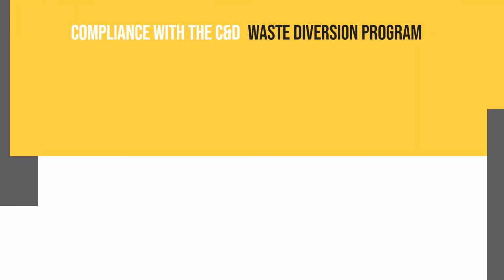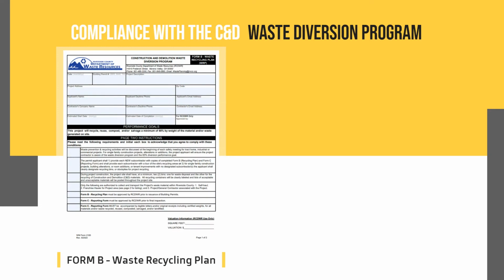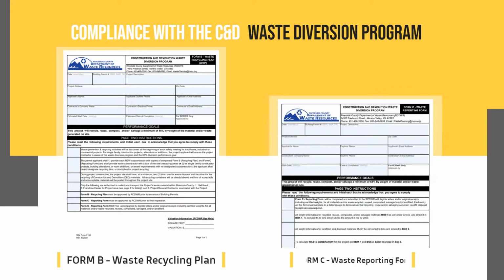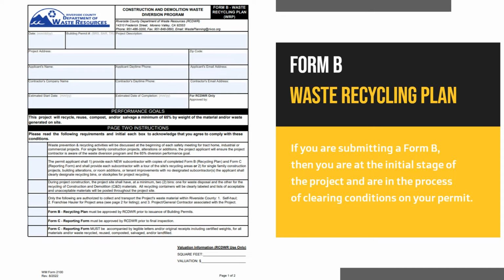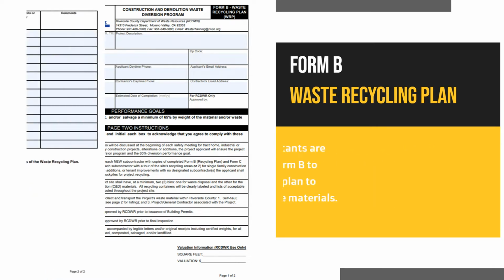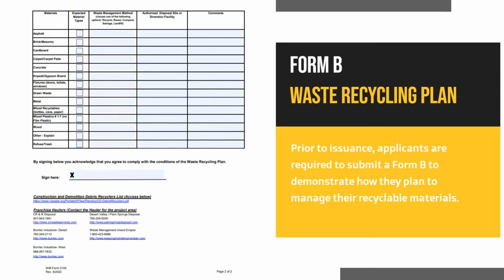Compliance with the program is completed in two parts, through Form B, the Waste Recycling Plan, and through Form C, the Waste Reporting Form. If you are submitting a Form B, then you are at the initial stage of the project and are in the process of clearing conditions on your permit. Prior to issuance, applicants are required to submit a Form B to demonstrate how they plan to manage their recyclable materials. Applicants are required to implement their plan throughout the construction and/or demolition process of the project.